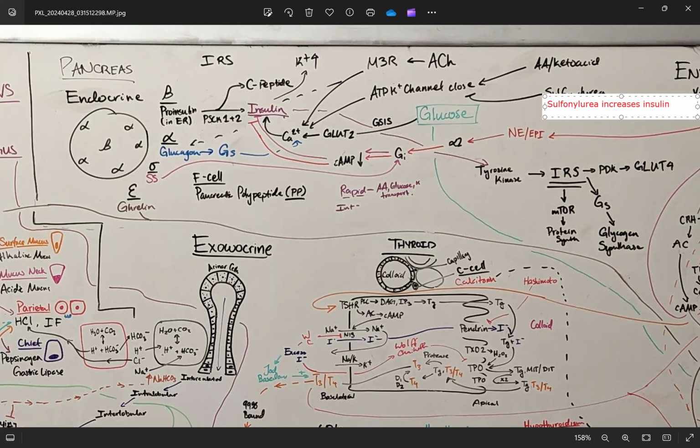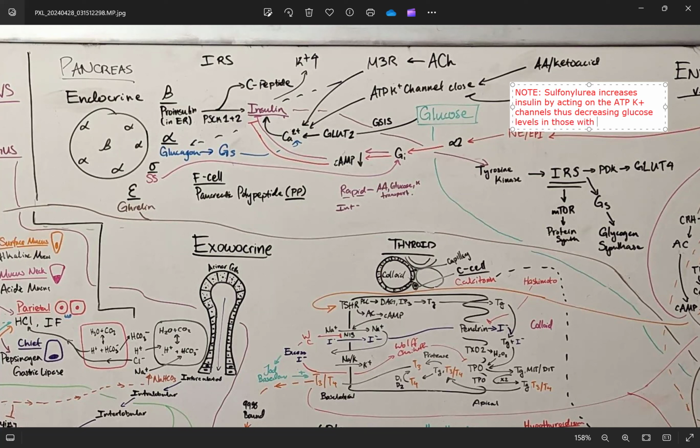Where was I? Norepinephrine and epinephrine are released in sympathetics. You are not trying to rest and digest. Alpha 2 will be stimulated, which is a Gi, again reducing levels of cAMP and inhibiting insulin, because you're not trying to rest and digest.